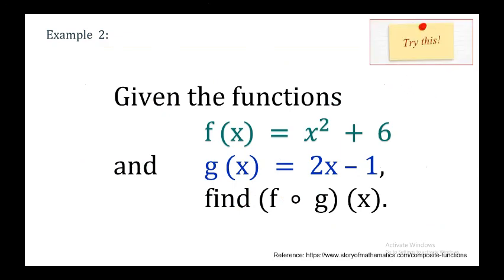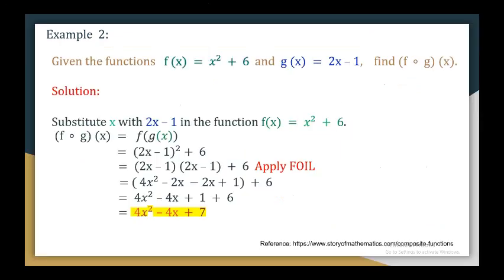Your time is up. Let us check if you got the correct answer. Okay, the given functions are f of x is equivalent to x squared plus 6 and g of x is equivalent to 2x minus 1. So we're going to find f of g of x. For our solution, we're going to substitute x with 2x minus 1 in the function f of x is equal to x squared plus 6.